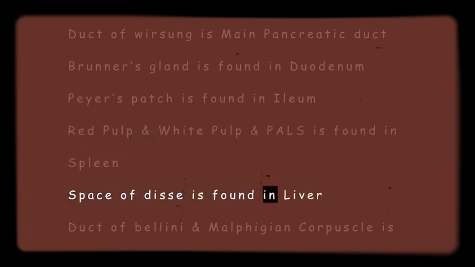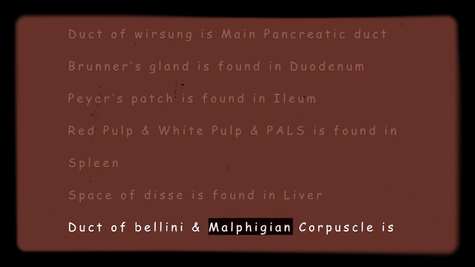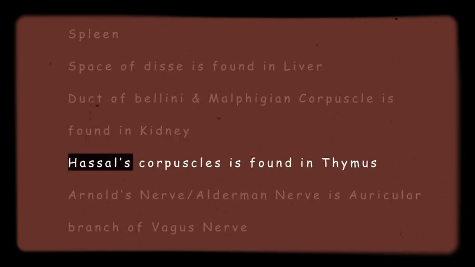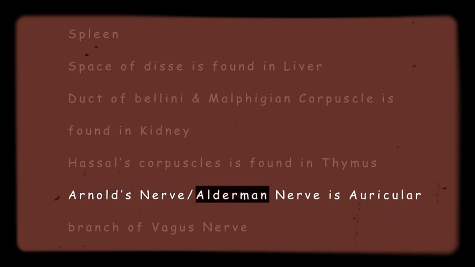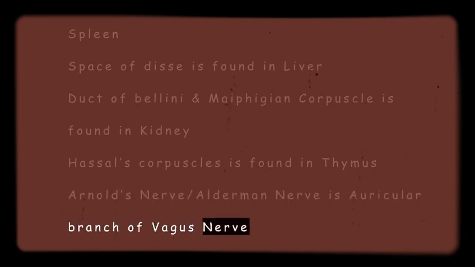Space of Disse is found in the liver. Duct of Bellini and Malpighian corpuscle are found in the kidney. Hassall's corpuscles are found in the thymus. Arnold's nerve/Alderman nerve is the auricular branch of the vagus nerve.